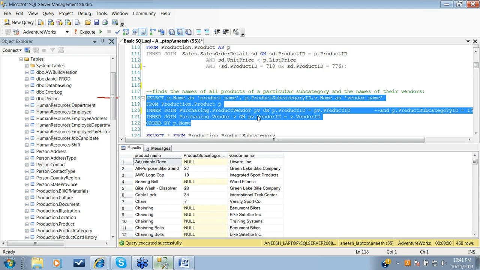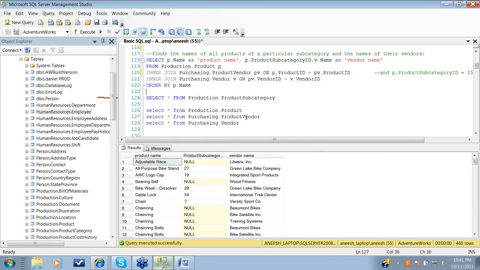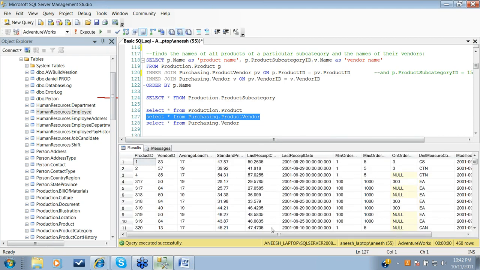So if a product has never been sold or never been assigned to a particular vendor, that product is not going to be displayed here, right? And you can add information from the middle table too. So what information is there in the middle table? Okay, let's take a look. There will be multiple, okay, here we go.